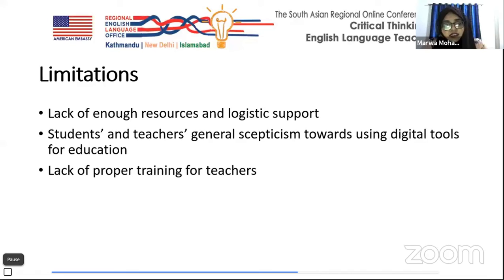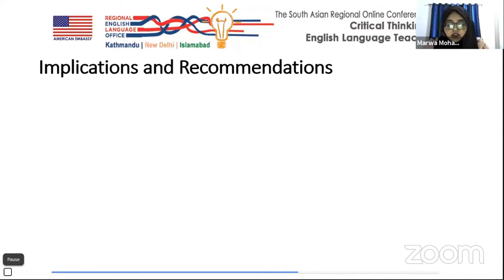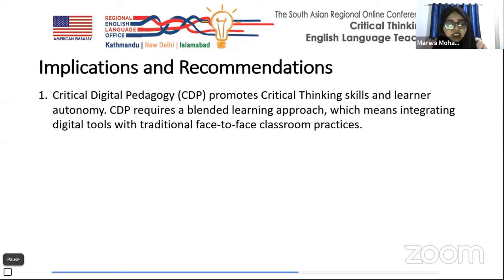And then there is this problem of lack of proper training for teachers, and teachers' unwillingness to include social injustices. This is the biggest problem actually, because teachers are not very willing to include social injustices as classroom topics as it is taboo. Now, some of the implications and recommendations are that critical digital pedagogy can obviously promote critical thinking and learner autonomy.